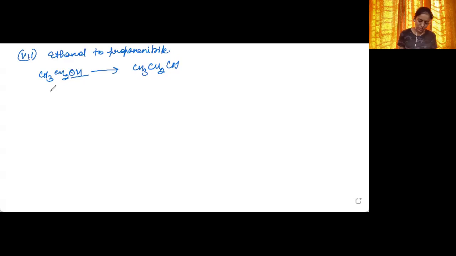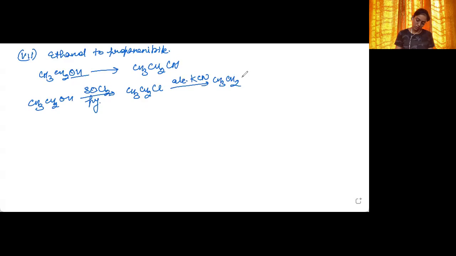Just like the previous question, we can just convert ethanol to ethyl chloride, treating it with SOCl2 in the presence of pyridine, CH3CH2Cl, then alcoholic KCN, CH3CH2CN. That's all. So we have done. Now let's move to the eighth part of this question. Eighth part is aniline to chlorobenzene.